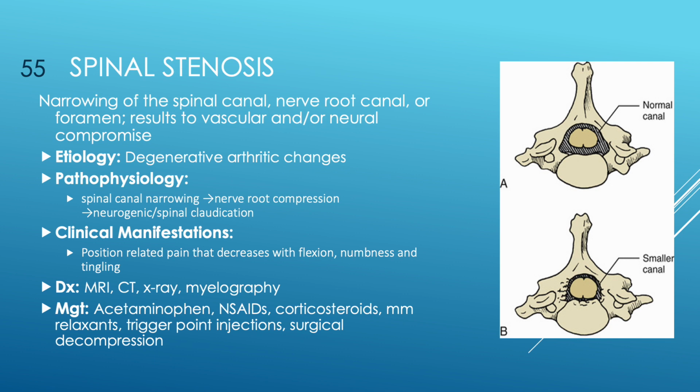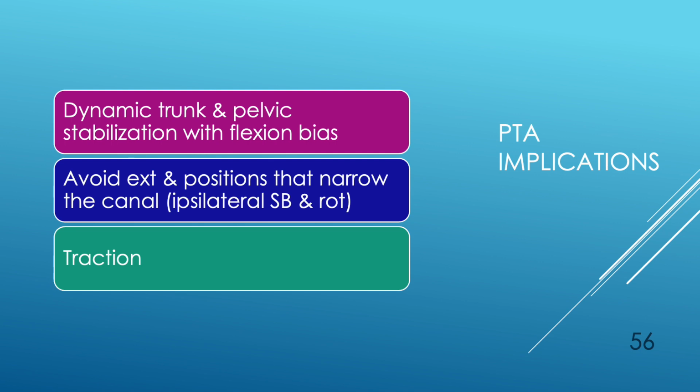Management includes acetaminophen or NSAIDs, corticosteroids, muscle relaxants, trigger point injections, and surgical decompression. PTA implications include dynamic trunk and pelvic stabilization with flexion bias activities, avoiding extension in positions that narrow the canal, ipsilateral side bending and rotation, and traction.